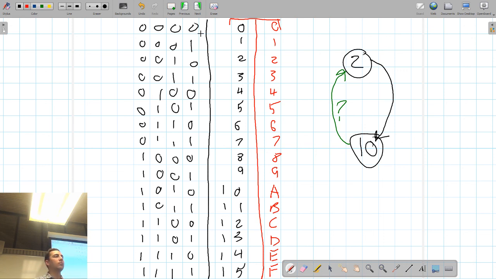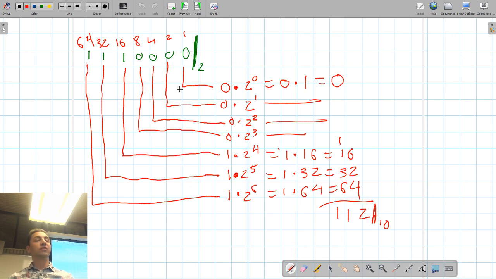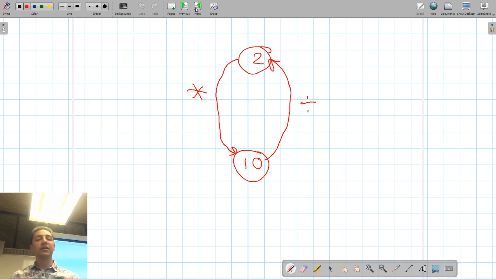In fact, some 2-digit decimal numbers also fit inside of a single hexadecimal digit. Now, we talked about how to go from base 10 to base 2. We use division. And then we said, okay, to get from base 2 to base 10, we use multiplication. The same applies for base 16.